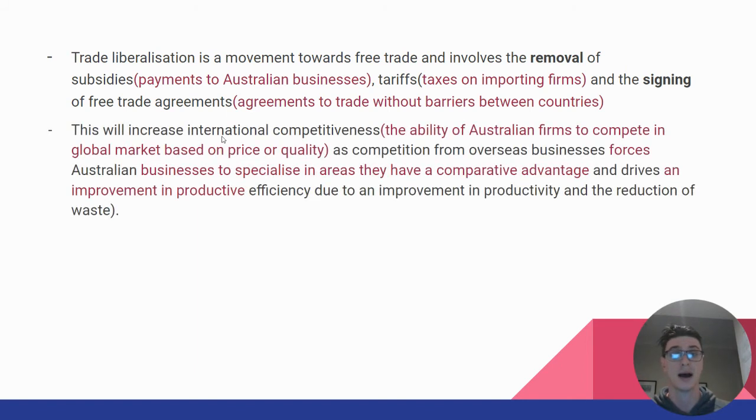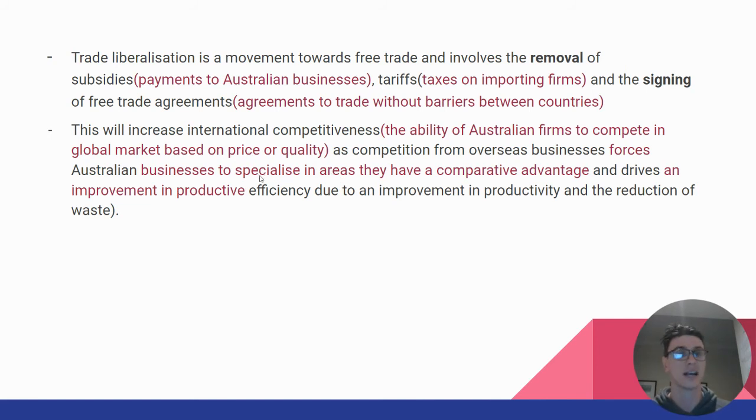The next mark was about international competitiveness. Well, students always forget to actually state what international competitiveness is. So again, I've got it here, the ability of Australian firms to compete in global markets on price or quality. So straight away, you're ahead of the pack. And I've improved my argument here. I've said as competition from overseas businesses forces Australian businesses to specialise. And that's a really key term there, to specialise. Specialisation is one of the benefits of trade. In areas they have a comparative advantage.